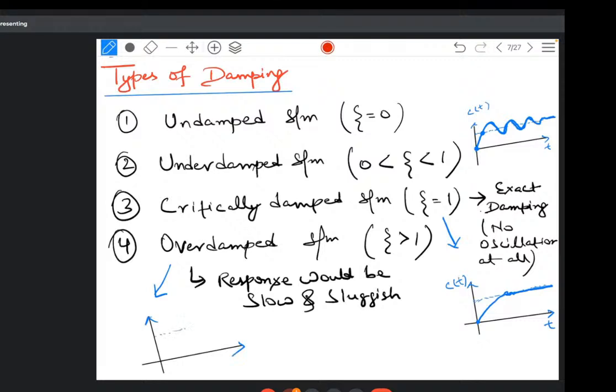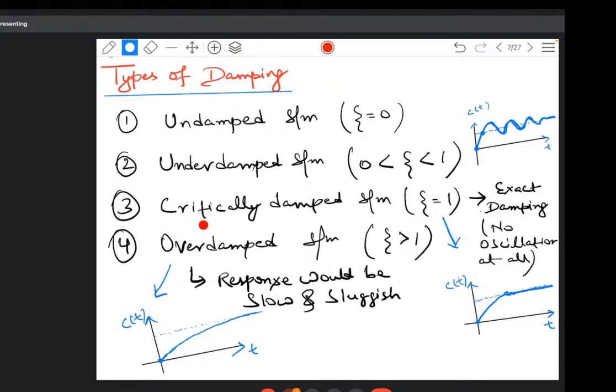Suppose this is my steady state of output or input, and my response increases and reaches the steady state, but it will reach the steady state very slowly because an extra amount of damping has been provided. So here also you cannot observe any oscillation about the steady state. Only in the case of an underdamped system can you observe oscillation about the steady state, but in the critically damped system or overdamped system you cannot see the oscillation.